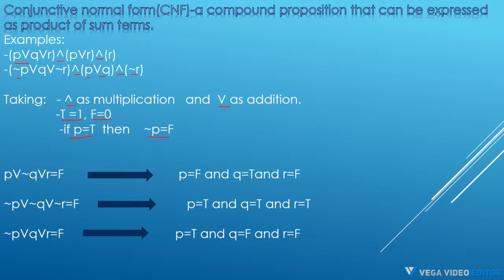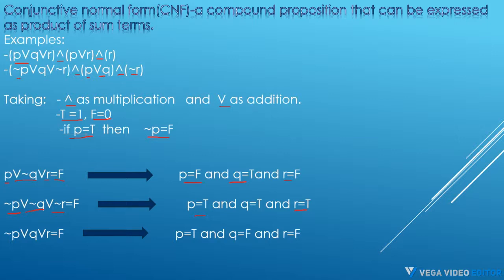So consider the examples. We have the statement P or not Q or R is false if and only if P is false and Q is true, which means not Q is false, and R is false. Then another example: not P or not Q or not R is false if and only if P is true, which means not P is false, Q is true, which means not Q is false, and R is true, which means not R is false.